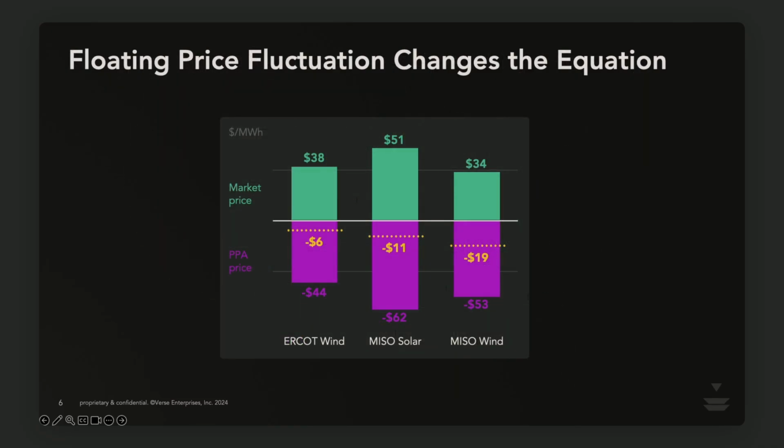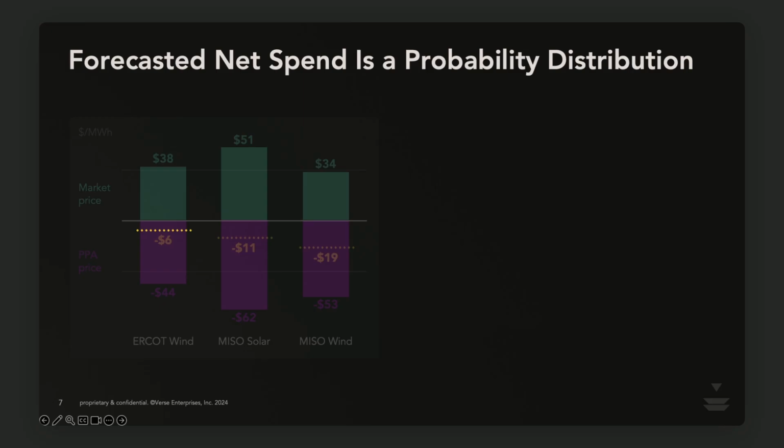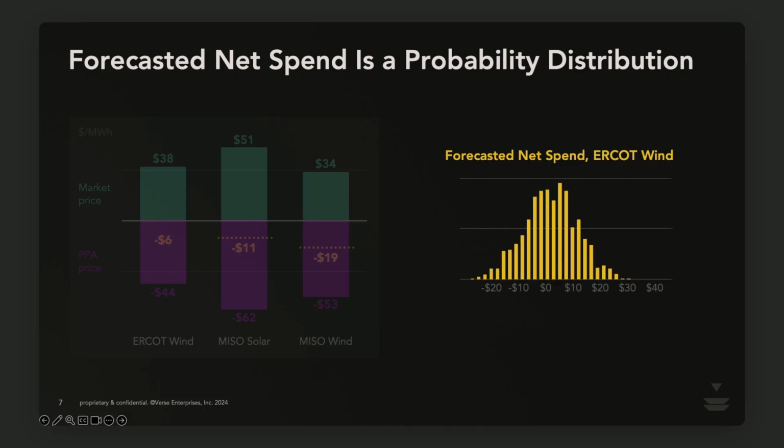There is, however, uncertainty in the net spend associated with a PPA. Although the price of the PPA is fixed over the lifetime of the contract, the wholesale market price fluctuates based on supply and demand, which are influenced by wind and solar output and commodity prices for natural gas and coal. If the market price fluctuates, Company A's net spend would fluctuate too. That means the net spend for each project is not a static number, but a probability distribution. For the ERCOT wind PPA, for instance, Company A could end up spending significantly more or less than $6 per megawatt hour.